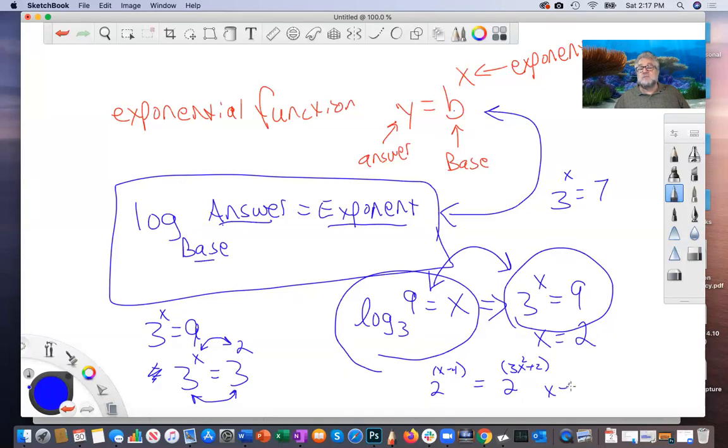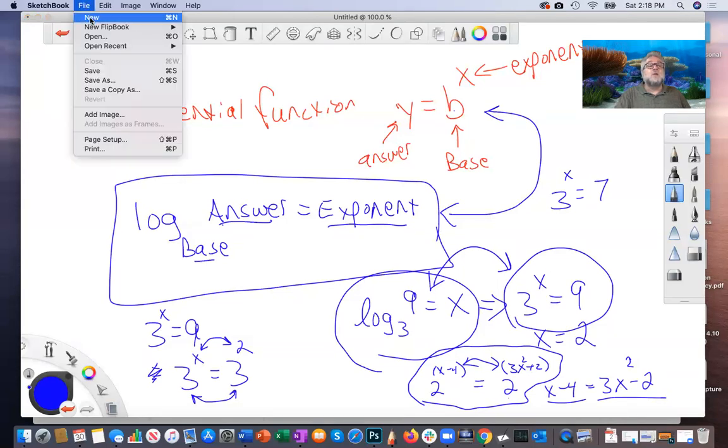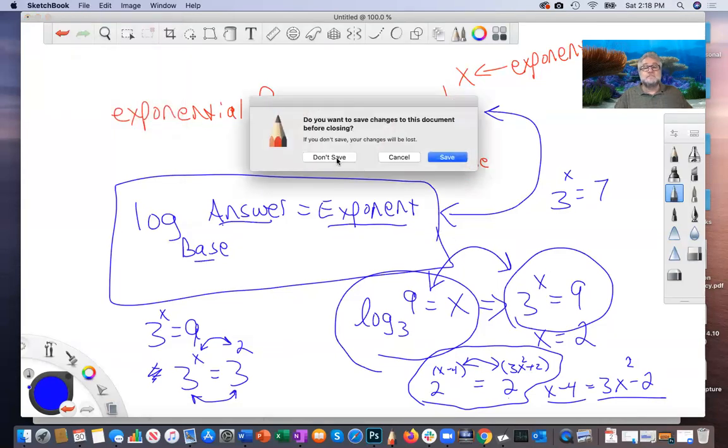So I could say x minus 4 equals 3x squared minus 2. And now I can try to solve this for x. Move everything over, set it equal to 0, try to factor it, try to complete the square, try to use the quadratic equation. A lot of ways to solve this. This looks impossible, right? This looks really frightening. But if the bases are equal, the exponents have to be equal, and I can just set the exponents equal to each other. Very, very common way to solve these problems, okay?